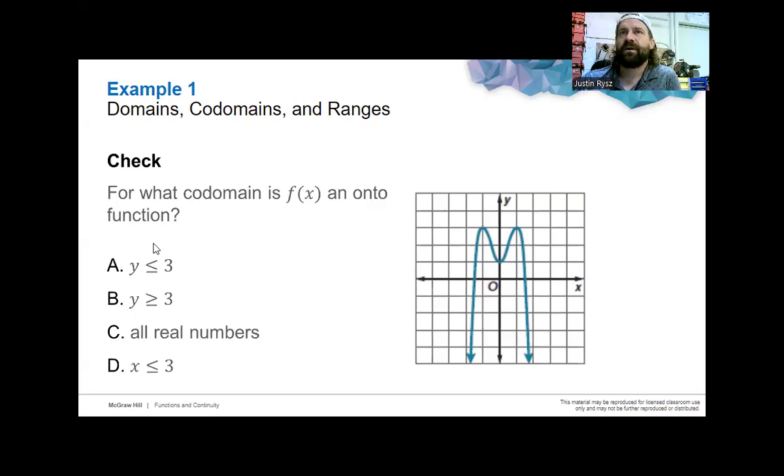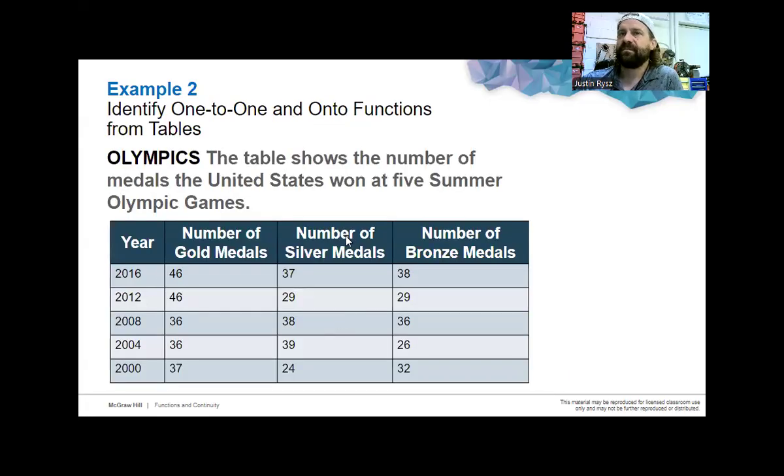Okay, so next look at this one here. Pause this, give it a try. What is the codomain of f of x? For what codomain of f of x is it an onto function? So look at this here. Take a second to pause. Okay, should be A. So the codomain would have to be stated as just y is less than or equal to 3 for this to be an onto function. Okay, so with codomains, you could specify a specific area to look at. Typically, though, with codomain you're going to be looking at all real numbers. So that would have to be stated to be onto.